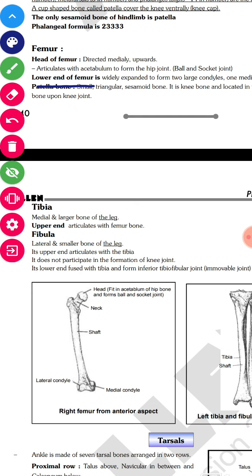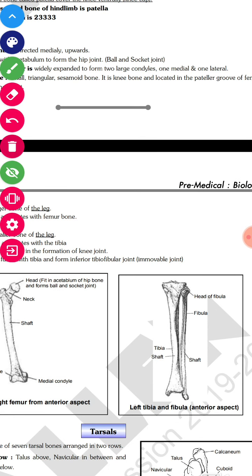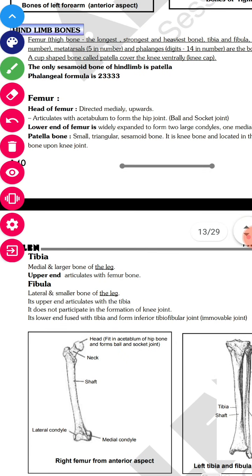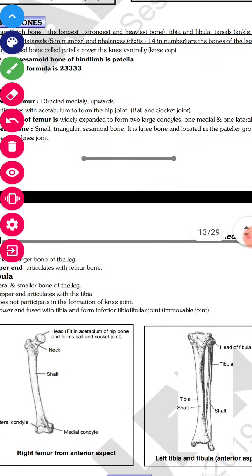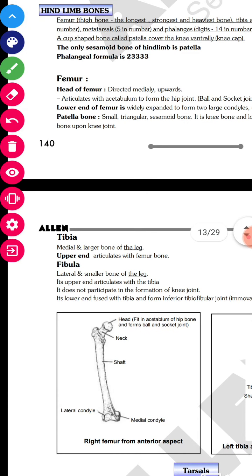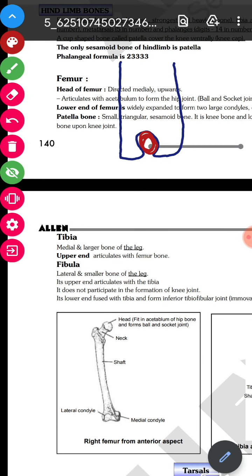The lower end of the femur is expanded to form 2 large condyles, one medial and one lateral. You can see over here they form one lateral condyle and one medial condyle. Now the patella bone, what is the patella bone? It is triangular in shape. It is a sesamoid bone, and we already know that it is attached to muscles. It is the knee bone and is located in the patellar groove of the femur. We already discussed that in the femur there is going to be a groove, and in this groove the patella bone is going to be there.